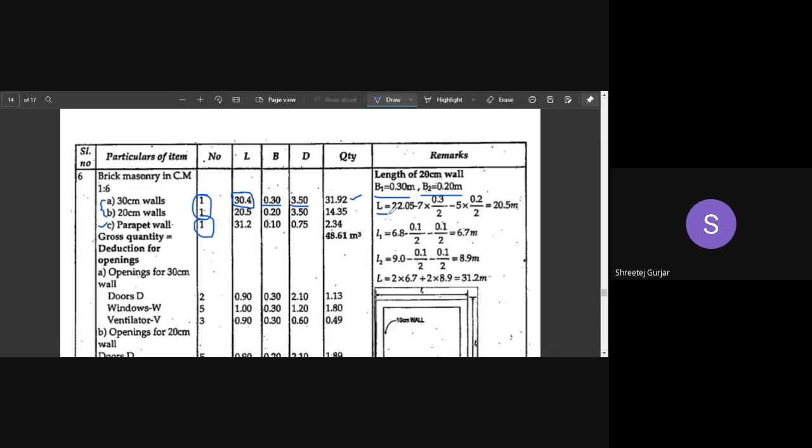So for your length calculation, total centerline length is CL1, which is 22.05 minus N1. N1 is 7 into B1 is 0.3 by 2 minus N2 is 5 into B2 is 0.2 by 2. So substituting all those values, we will get the length as 20.5. So that is what we have substituted here. Okay. So thickness is 0.2 and the floor to floor height is 3.5, and multiplying number into length, into breadth, into depth, we get the quantity as 14.35.